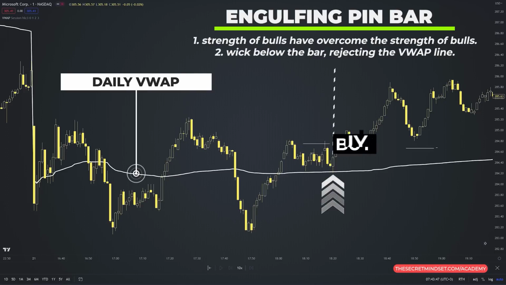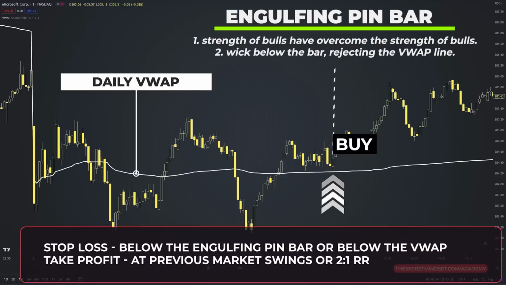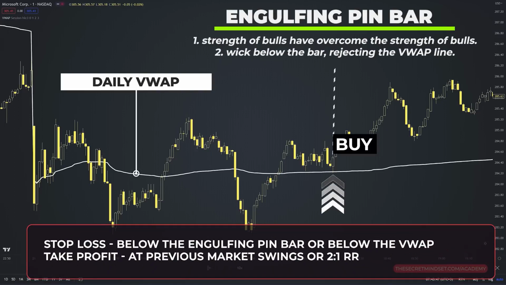You have two entry methods. You can enter right away after the candle was formed, or you can place a buy stop at the high of the trigger candle. Stop loss is placed below the engulfing pin bar or below the VWAP, and you target double the amount you risked, or you set the take profit at the previous market swing.